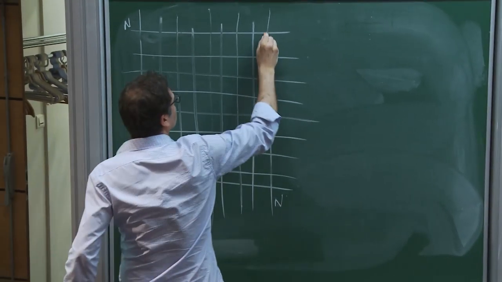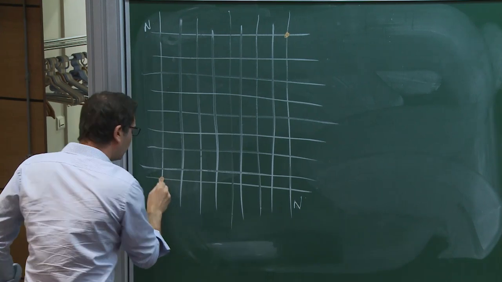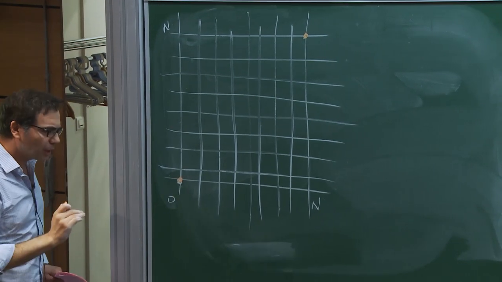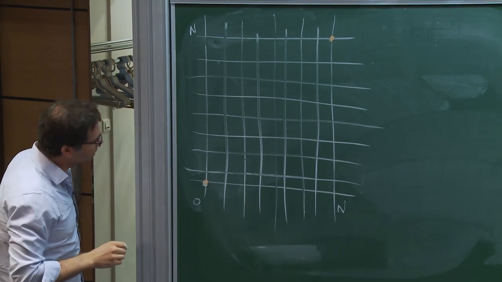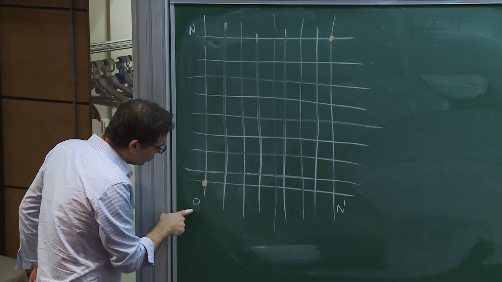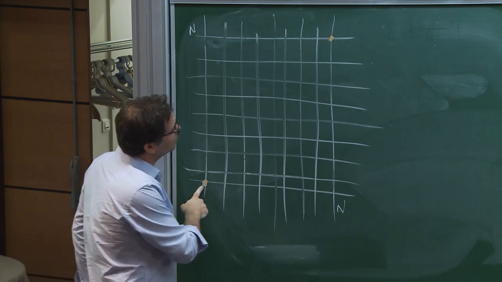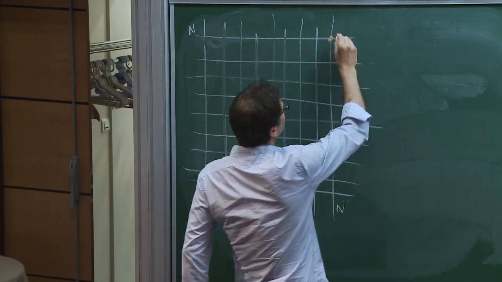I want to count the number of convex polygonal lines, increasing ones, which join the origin 0 to the point of coordinates (n, n).